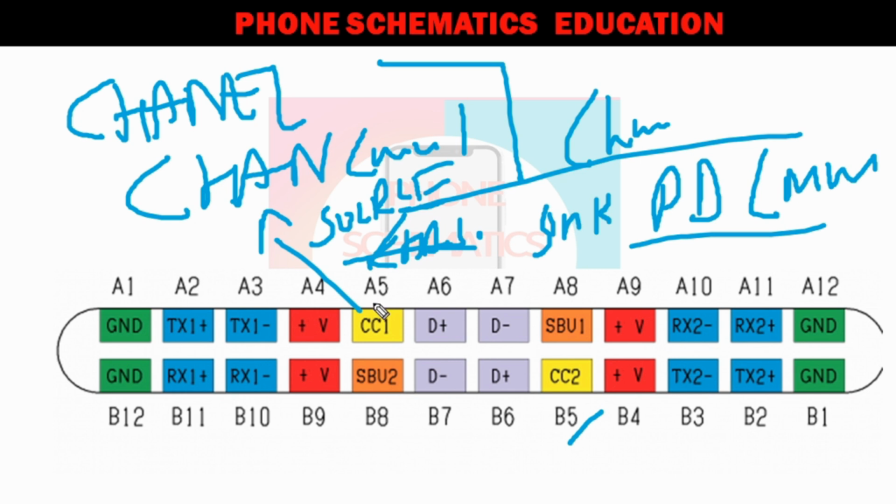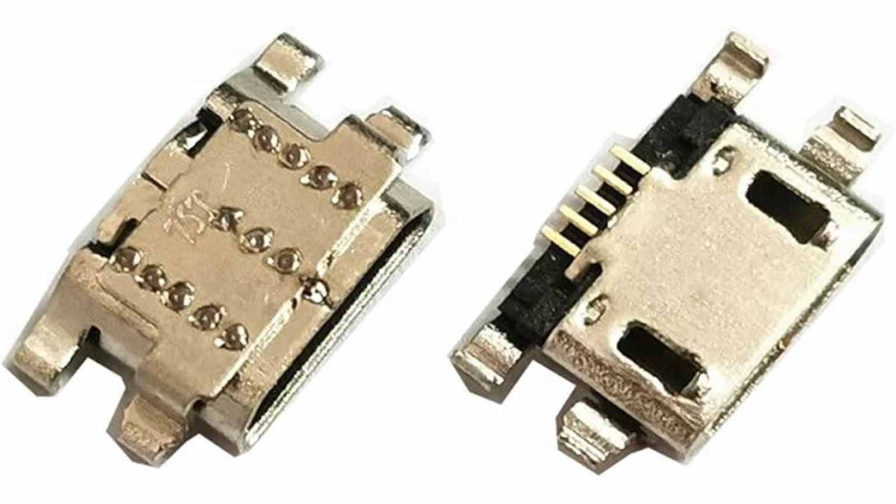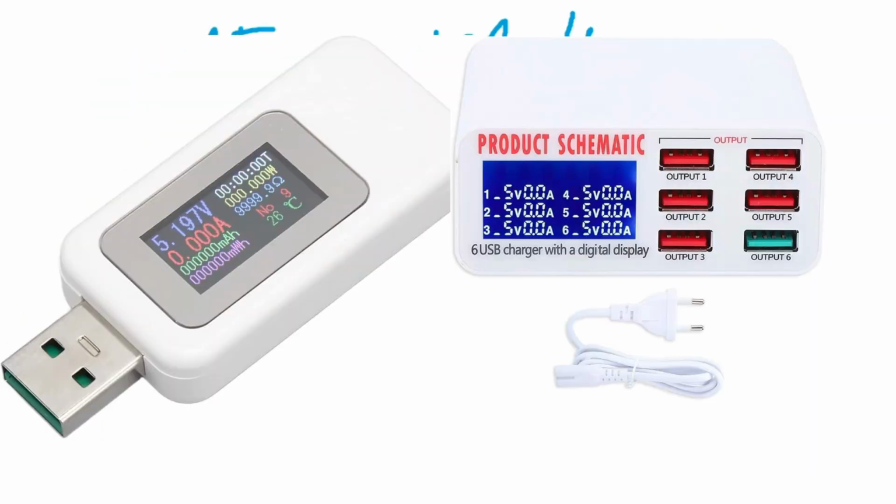I'm explaining this in a clear way. Earlier phones worked on 5 volt. Let's take the first example. When you connect a charger to a phone that has a micro USB charging port, let's suppose you connect a USB ampere meter, so you can see how many amperes are consumed.